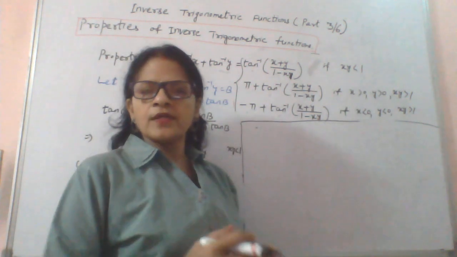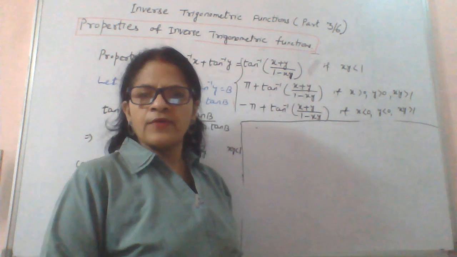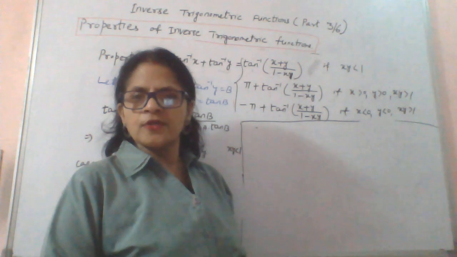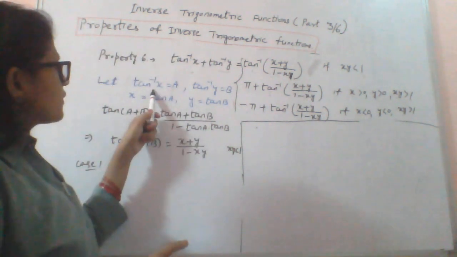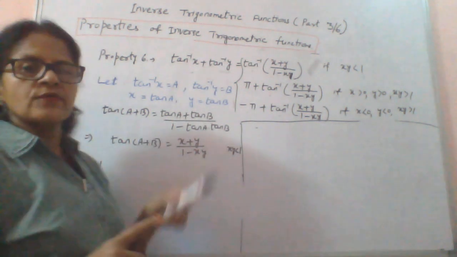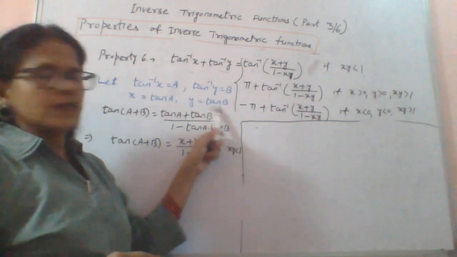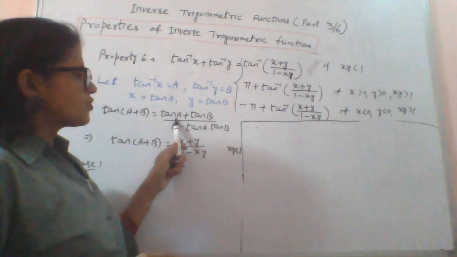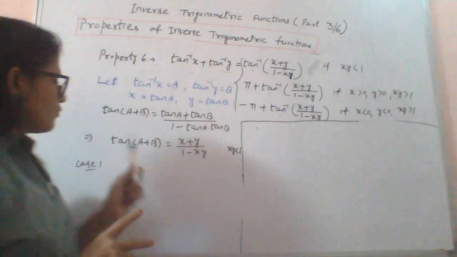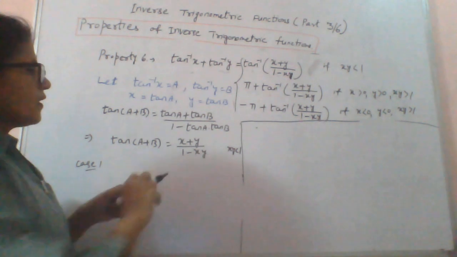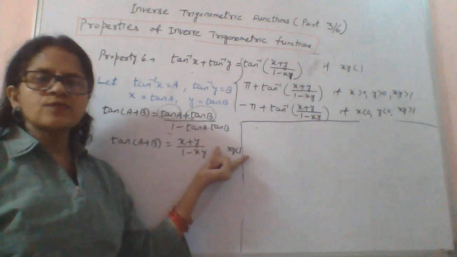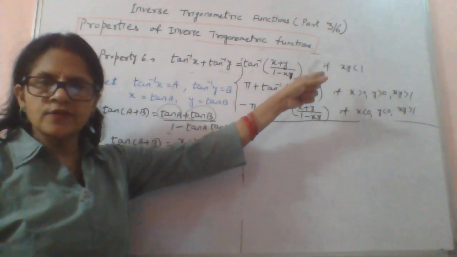Whether x and y are both positive, both negative, or one positive and the other negative, nothing is given. We really have to consider those cases. So let's start with tan inverse x equals a and tan inverse y equals b. It means x equals tan a and y equals tan b. Taking tan(a plus b) as (tan a plus tan b) by (1 minus tan a into tan b), we have tan(a plus b) equals (x plus y) by (1 minus xy), where xy is less than 1, as per our condition given in the question.